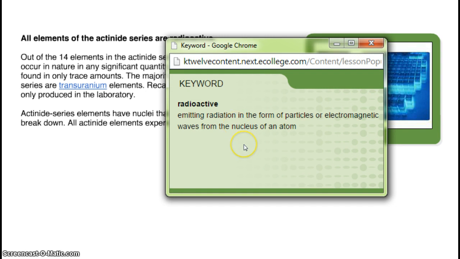Radioactive, emitting radiation in the form of particles or electromagnetic waves from the nucleus of an atom. So either the particles or electromagnetic waves. Electromagnetic waves can be gamma rays, microwaves, infrared rays, light, the different colors, radio waves, stuff like that. It's coming out of the nucleus of the atom.